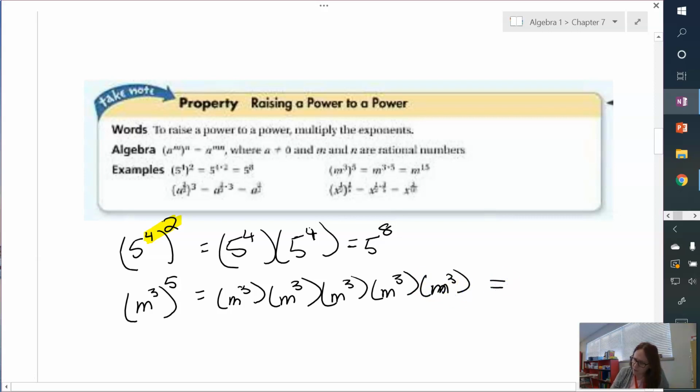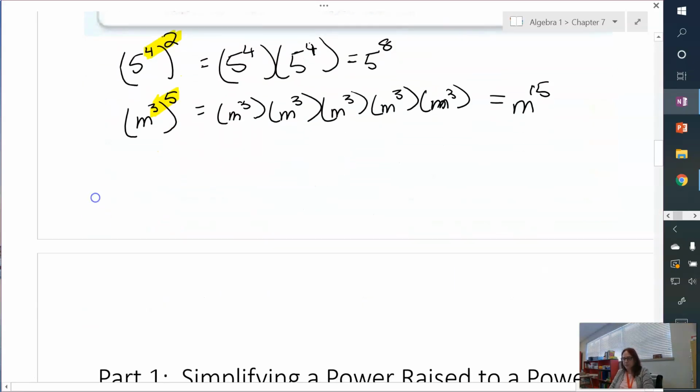Add your exponents together. 3 plus 3 is 6, plus another 3 is 9, plus 3 is 12, plus another 3 is 15. This is m to the 15. Sure enough, right there, 3 times 5 is 15. So as a shortcut, we're just going to multiply our exponents together.